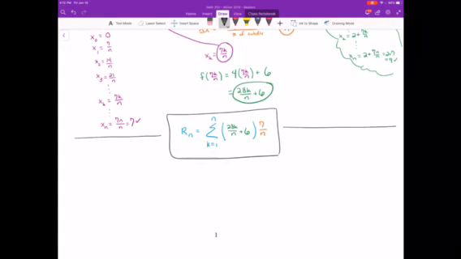So now we're going to simplify my right-hand Riemann sum so that we can take the limit as n goes to infinity. So I'm going to take my sum, k equals 1 to n, of 28k over n plus 6 times 7 over n. The first thing I'm going to do is factor a 7 over n out front.